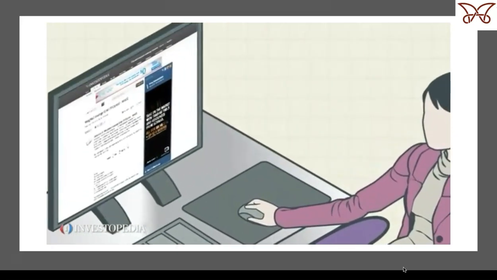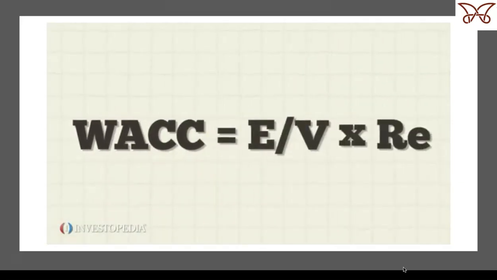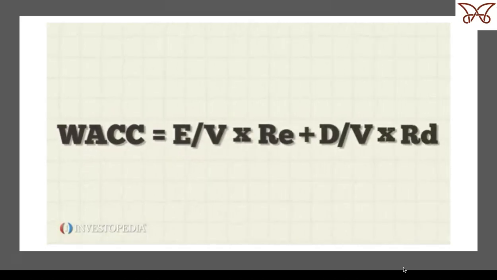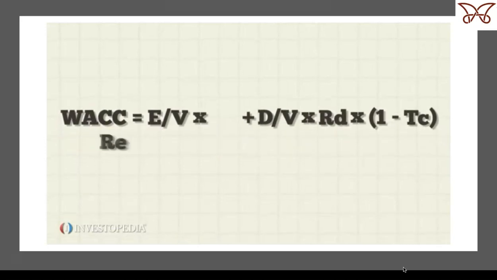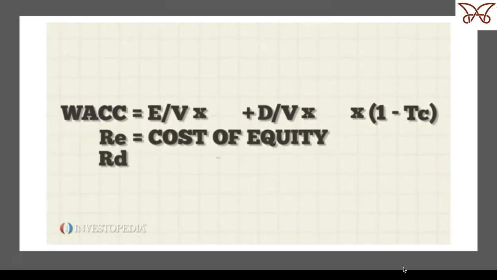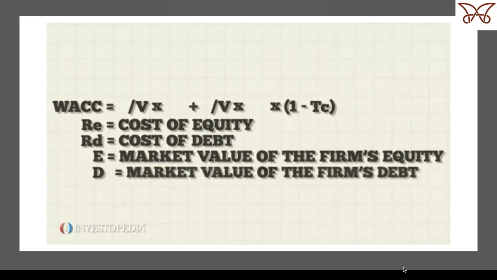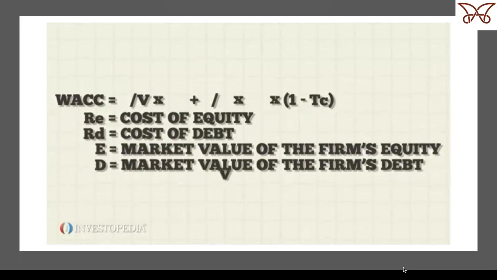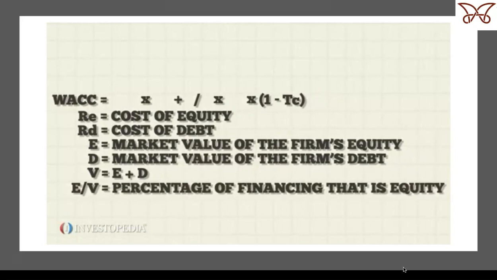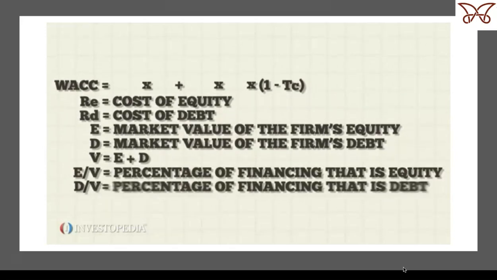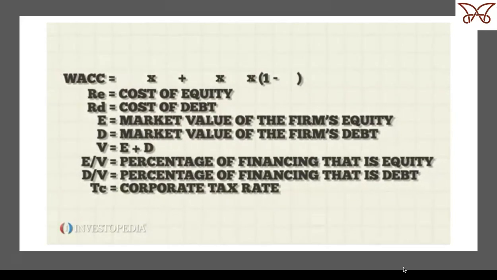The formula to calculate WACC is WACC equals E over V times RE plus D over V times RD times 1 minus TC, where RE equals cost of equity, RD equals cost of debt, E is the market value of the firm's equity, D is the market value of the firm's debt, and V equals E plus D. E over V equals the percentage of financing that is equity, D over V equals the percentage of financing that is debt, and TC equals the corporate tax rate.